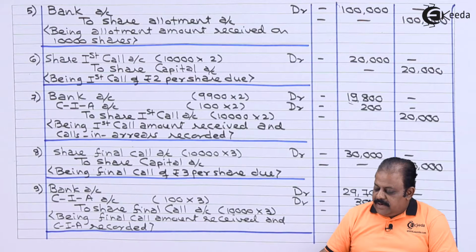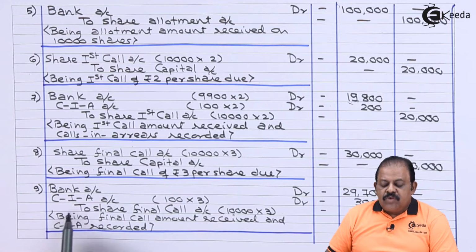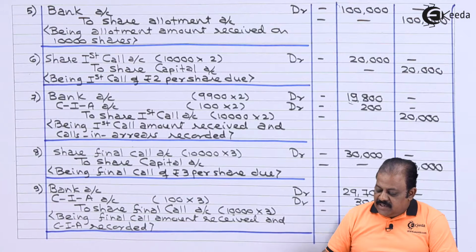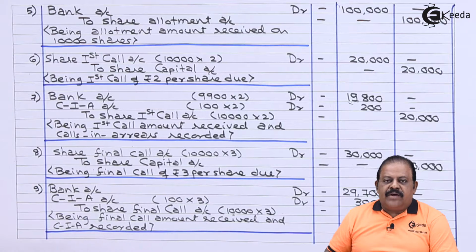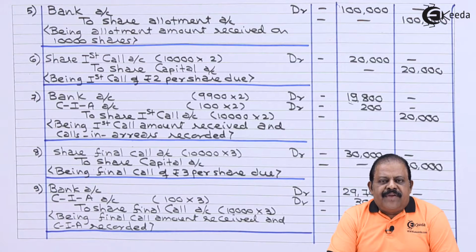Bank account debit 29,700, calls in arrears account debit 300, to share final call account 30,000, being final call amount received and calls in arrears recorded. Here we have completed all journal entries till the final call. Let us prepare the balance sheet with this information.